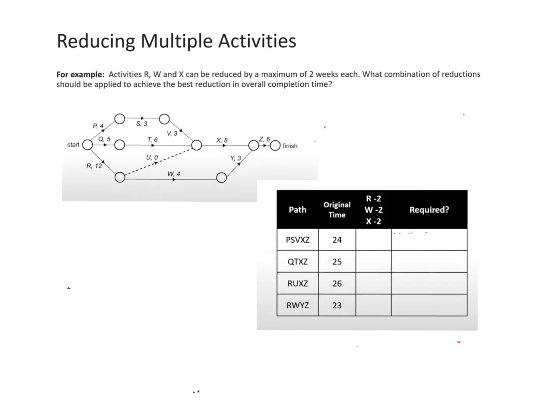So we're reducing multiple activities. So activities R, W, and X can be reduced by a maximum of 2 weeks. So we can reduce them by 2 weeks. And it says what combination of reductions. So they're not saying single now. They're saying what combinations should be applied to achieve the best reduction in the overall completion time.